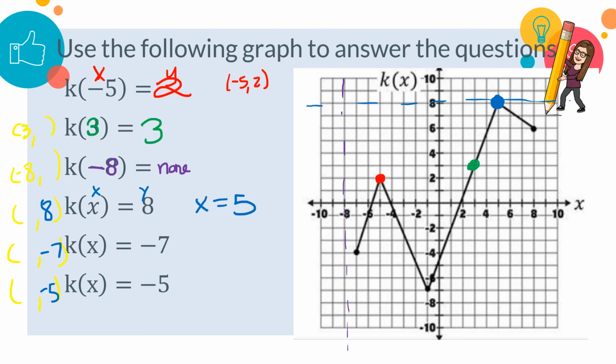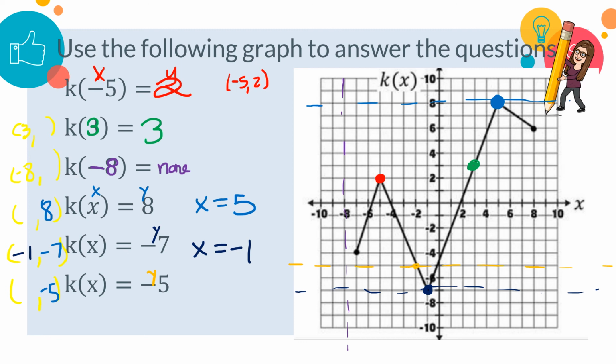All right, let's try it again. This time, it says when y is negative 7. Okay, y-axis, negative 7. Oh, it's right there. The dot, when y is negative 7, x is negative 1. Let's try one more. When y is negative 5.